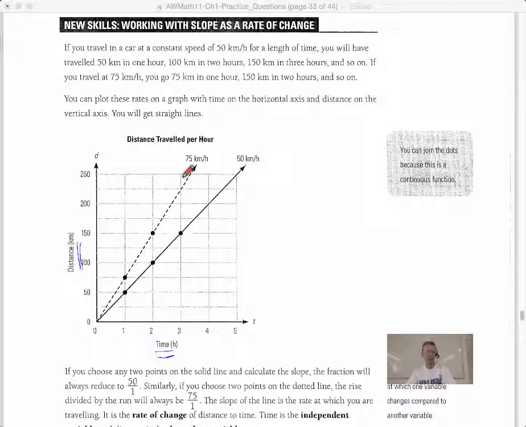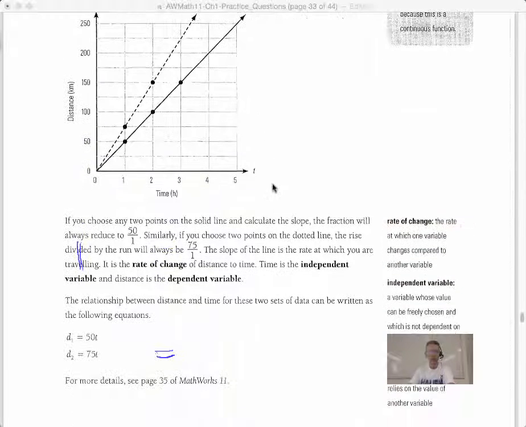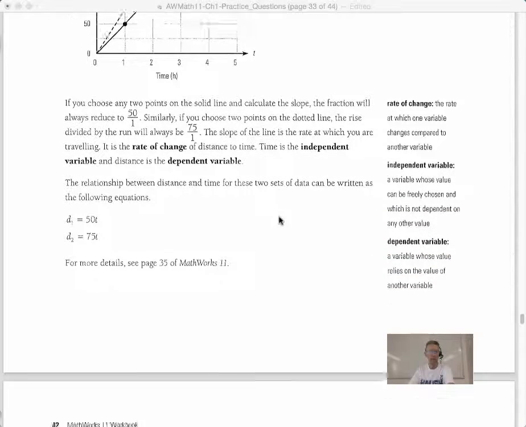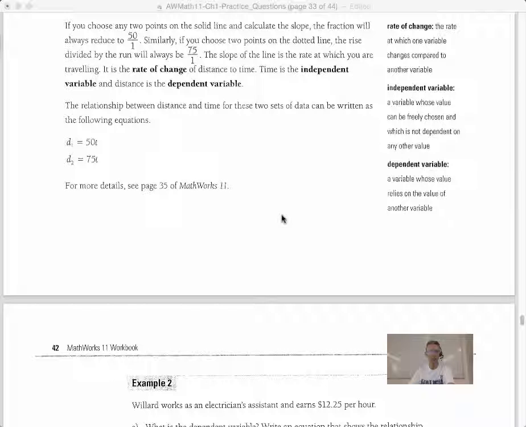This other slope does a very similar thing, only this driver is obviously going faster. In 1 hour he's driven 75 kilometers, in 2 hours he's done 150. So if you calculate that slope, or that rate of change, it is 75 kilometers per hour. Okay, and why don't you read over this? I don't want to take up too much time of the video when you can read this in your textbook, or pause the video and read it here.